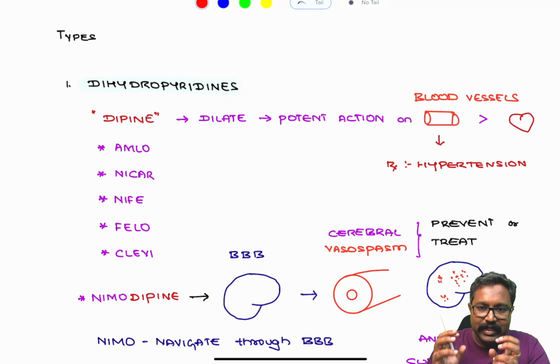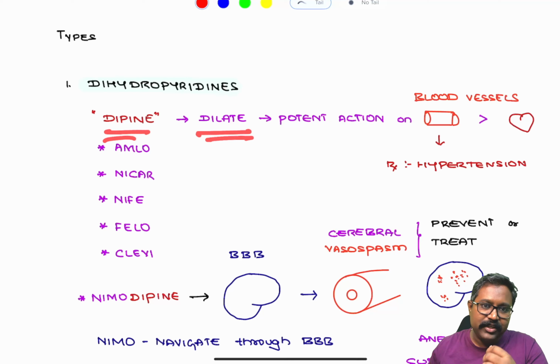The main mechanism of action of dihydropyridines is to dilate. Dipine dilates, so it causes dilatation of the blood vessels. It has got potent action on the blood vessels, thereby it causes vasodilation. Basically it blocks the calcium entry into the vascular cells, thereby decreasing the contraction of the vascular smooth muscles. What will happen whenever there is a decrease in the calcium entry? There will be relaxation of the vascular smooth muscles, which leads to vasodilation. Dipine dilate, you should remember.